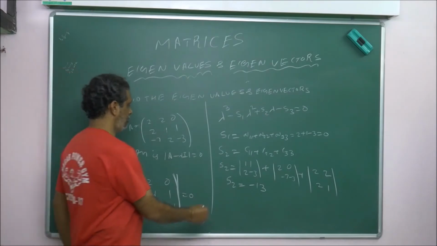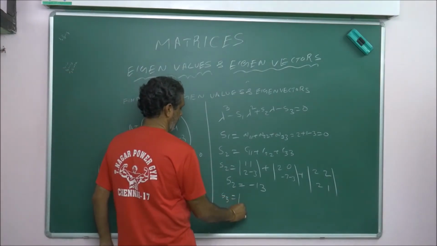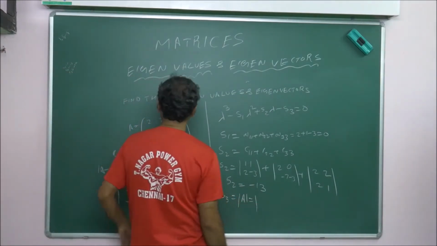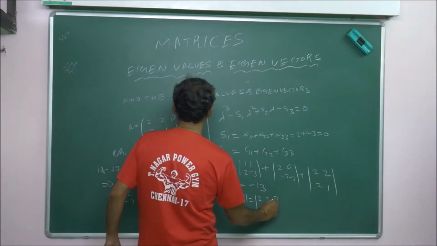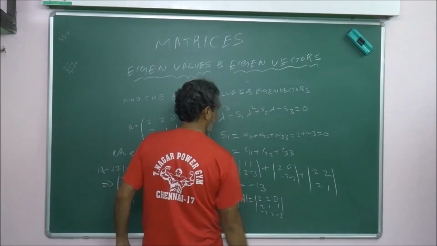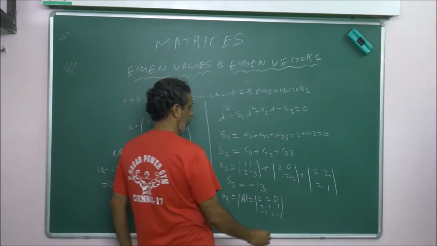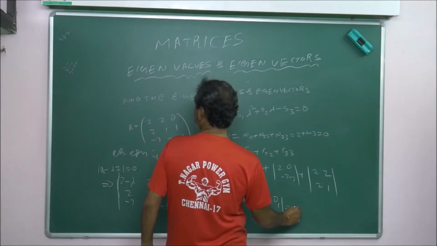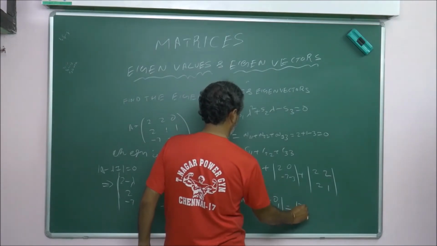Now S3 is equal to what? The determinant of A. The determinant of A is the determinant of 2 2 0; 2 1 1; minus 7 2 minus 3. This I have also done in the previous video. So what I got is minus 12, I think. 12, I got.